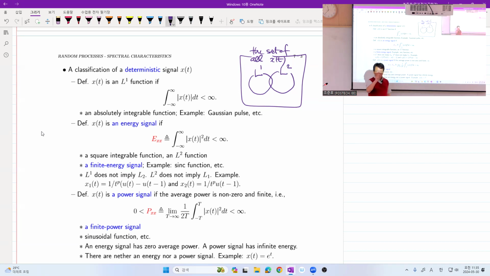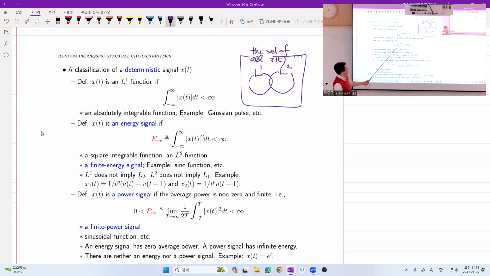So by changing the p value between the range 0, 1 and greater than 1, up to infinity, you can sometimes show a signal which is L1 but not L2, or a signal which is L2 but not L1, something like that. Okay? And now here is something strange. A signal is a finite power signal. But be careful. Many books define that.